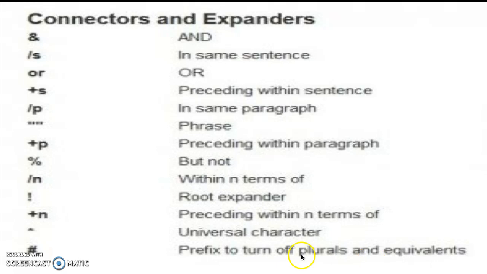This slide here shows the actual connectors and expanders. Over here on the left side of the screen, these are your connectors, and on the right side is the corresponding meaning of each connector. For this particular presentation, I think I use this right here. I will say a /P, which means the terms that I searched were in the same paragraph, and I will explain that a little later in the slide.